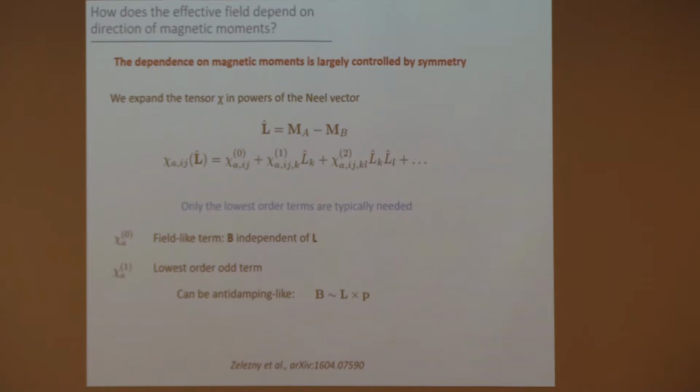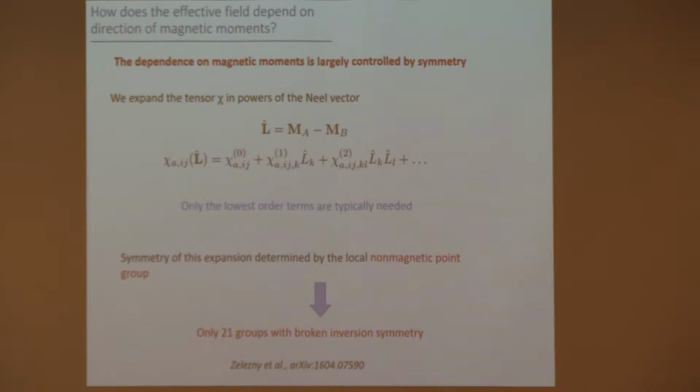If we look at the lowest order term for the even field, this is of course independent of the L vector, and this is what we call the field-like term. In many cases this is the most important term. And if we look at the first order term, this will be the lowest order for the odd field. Here, this often has this anti-damping-like form, and I think people often assume that it always has this form, but actually the symmetry is in general much more complicated. It always has to be linear in the L vector, but it's not always possible to write it in this form where P would be a constant vector.